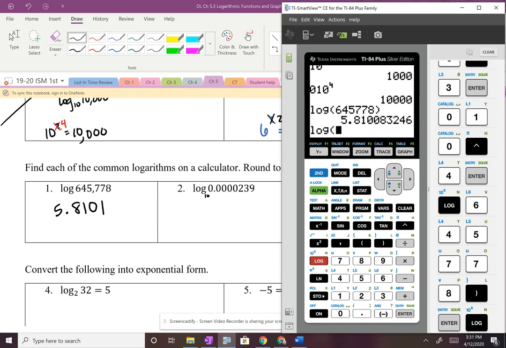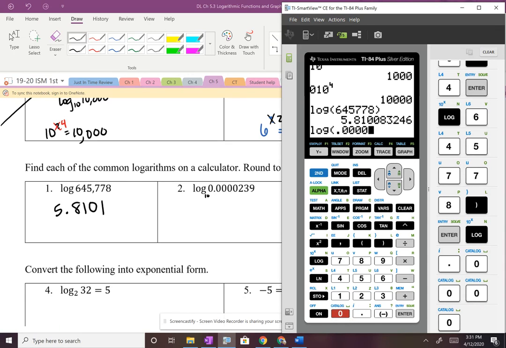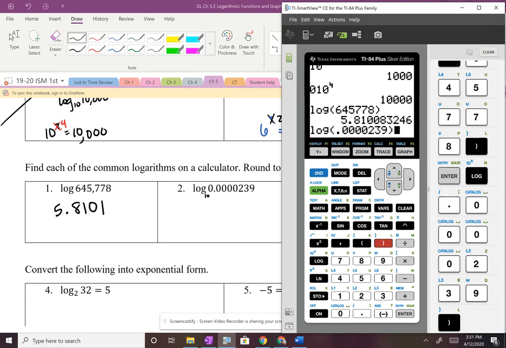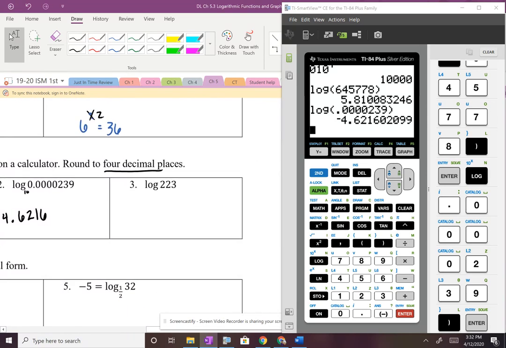But we can go ahead and just plop it in the calculator. 0.0000239. Close my parentheses, hit enter. This again is negative. If it's not, I did something wrong. 4.621. Let's look at our last decimal value. This 6, there's 0, don't round. So leave it as a 6. The last example is going to be your turn. You will go ahead and put this log of 223 in the calculator on your own.